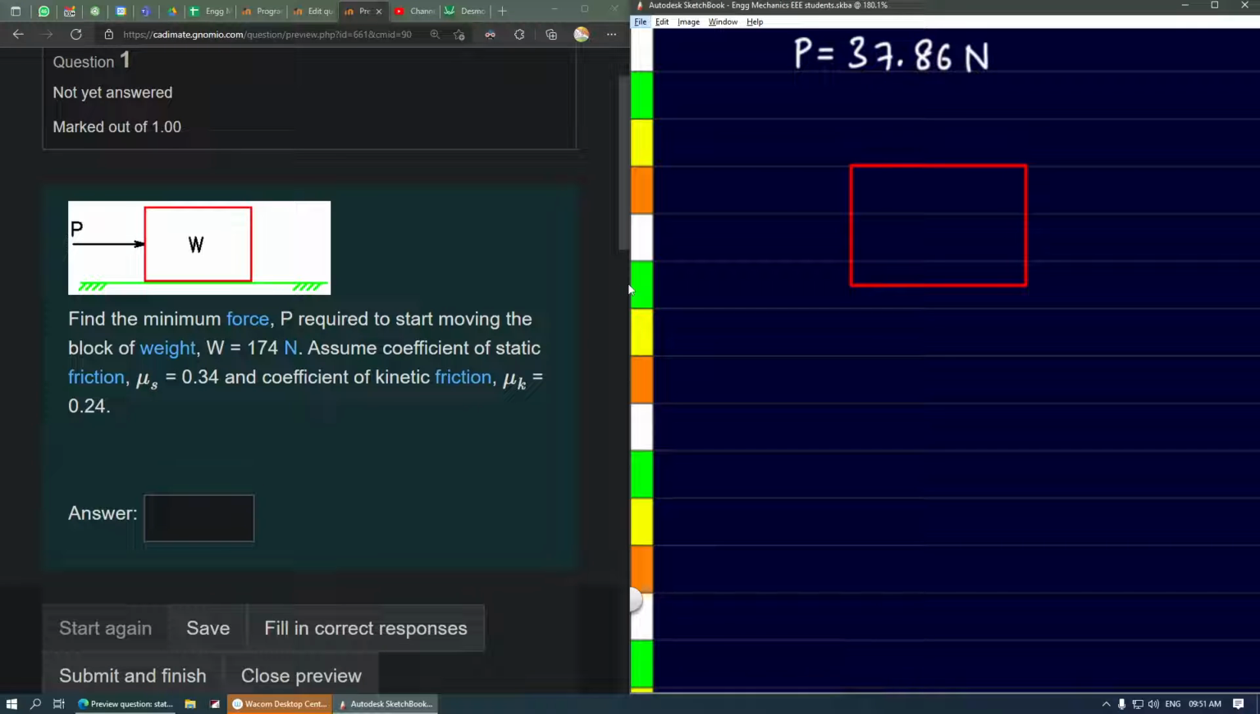Here you can see there is a block of weight W which is being pushed by a force P. And the question goes like this: we are supposed to find the minimum force P that is required to start moving the block of weight W.